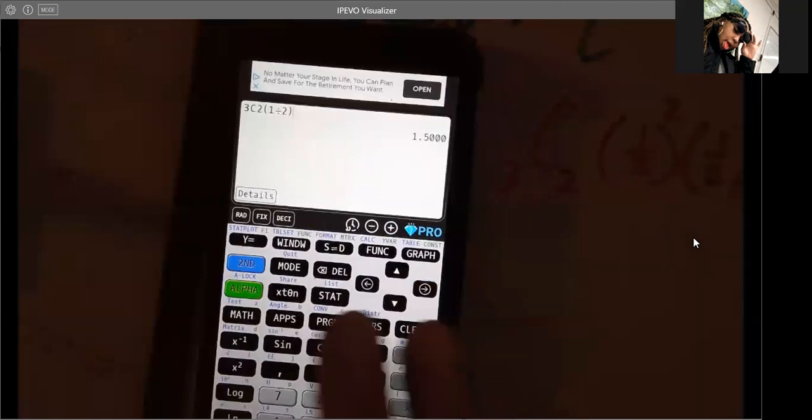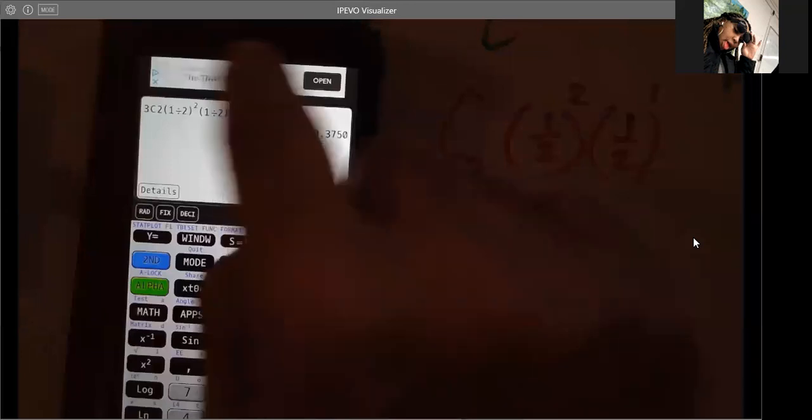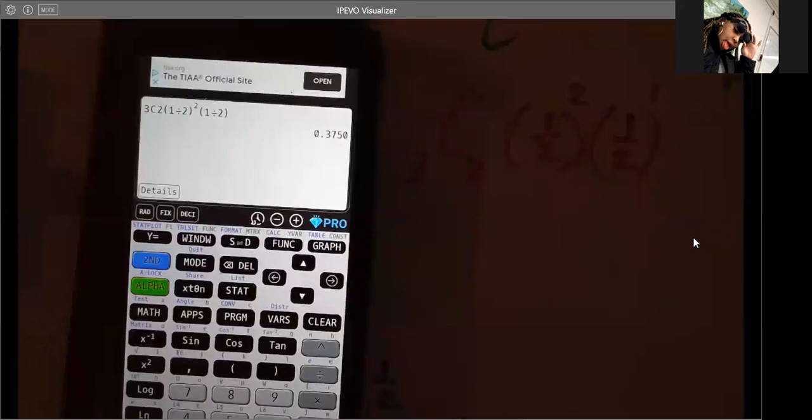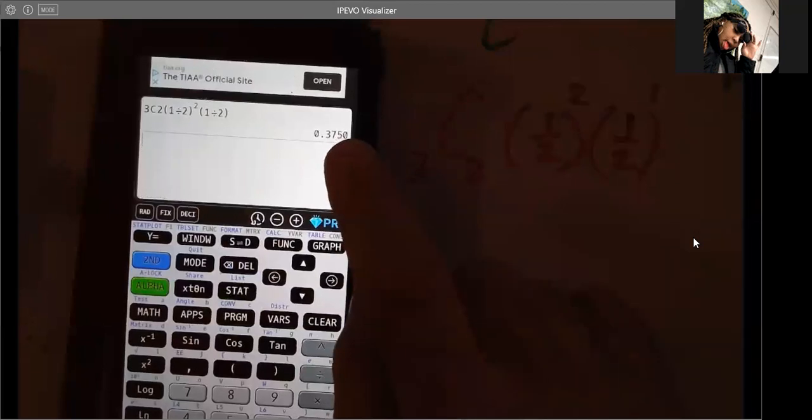The exponent is squared, so we just hit the x squared button. And then 1/2 again, or you could just put 0.5. Since this exponent is 1, we don't have to put anything up here for our exponent. So we've got a combination of 3 taken 2 at a time, probability of success 1/2 squared, probability of failure 1/2 to the first power. Hit enter, and we get 0.375.